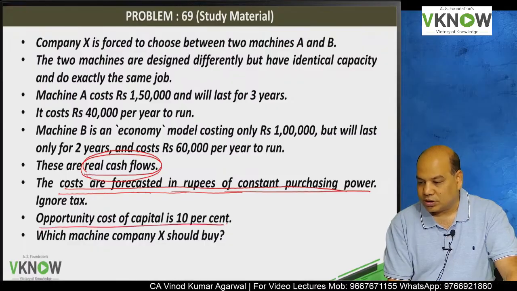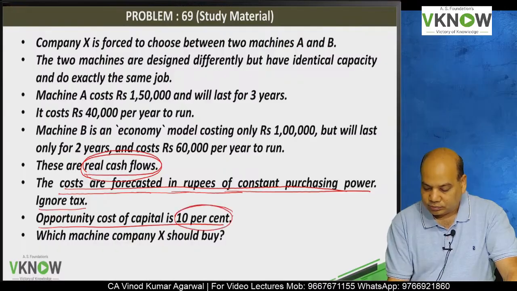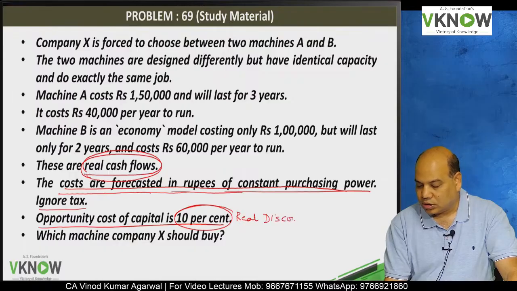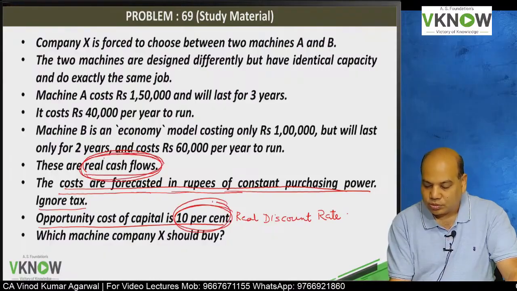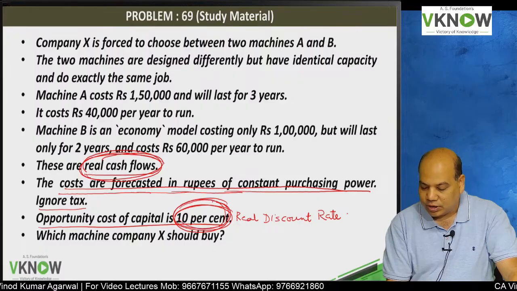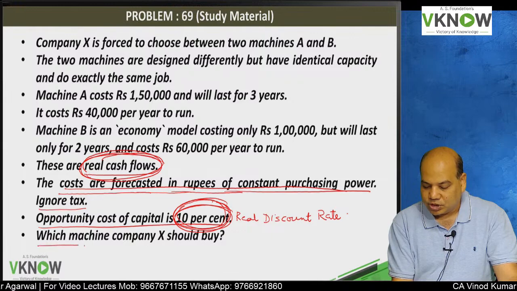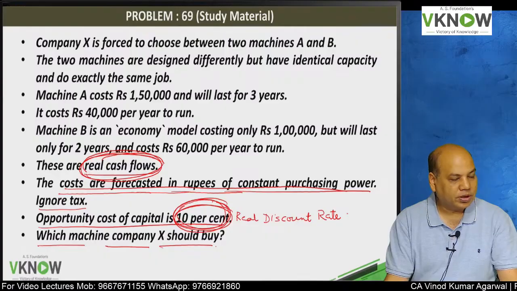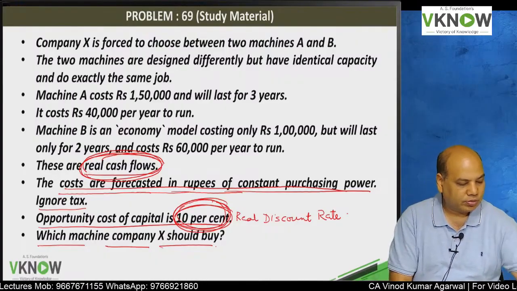Opportunity cost of capital is 10%. Ignore taxation. We will assume that this is also the real discount rate. Real cash flow discounted using real discount rate will give you NPV. Which machine should company X buy?